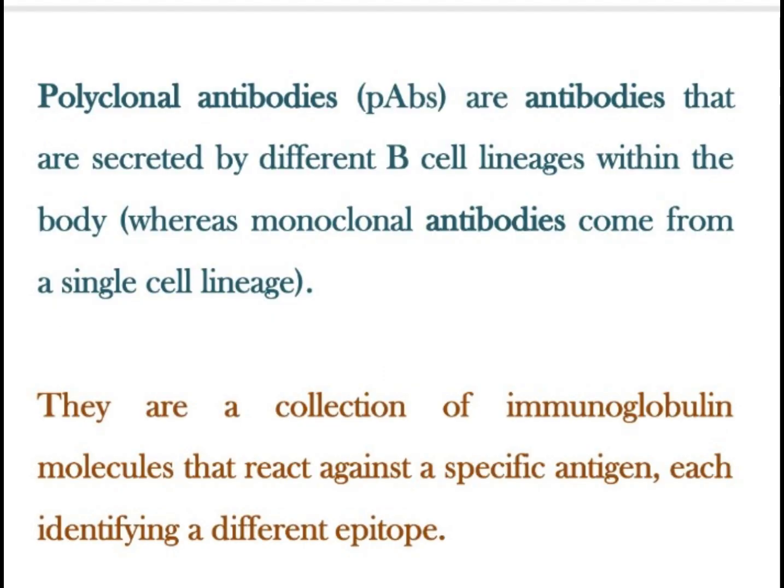Polyclonal antibodies (PABs) are antibodies that are secreted by different B cell lineages within the body, whereas monoclonal antibodies come from a single cell lineage. They are a collection of immunoglobulin molecules that react against a specific antigen, each identifying a different epitope.